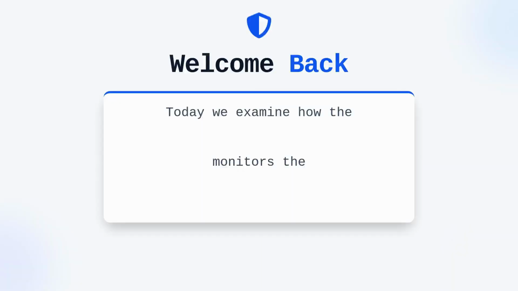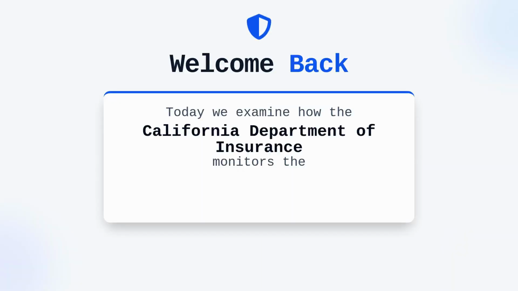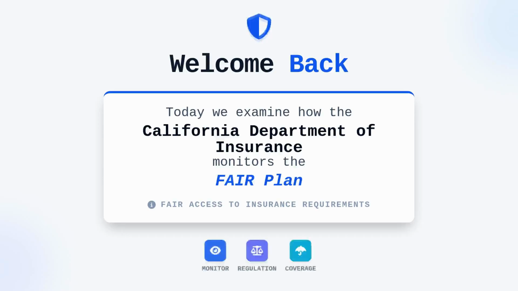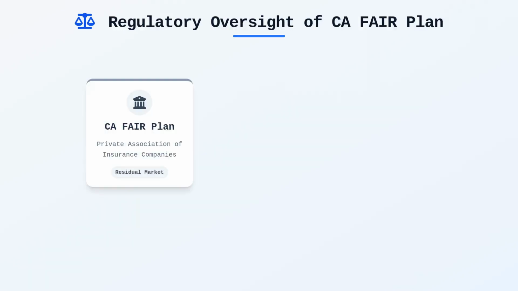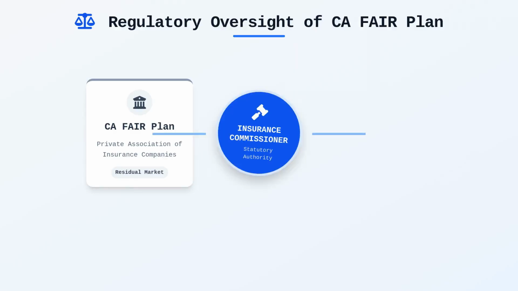Welcome back. Today we examine how the California Department of Insurance monitors the Fair Access to Insurance Requirements Plan, universally known as the FAIR Plan. While the California FAIR Plan operates day-to-day as a private association of insurance companies, it remains a creature of statutory mandate and is subject to strict regulatory oversight. The California Insurance Commissioner holds the explicit statutory authority to guide the evolution of this residual market mechanism, ensuring it aligns with changing public needs.